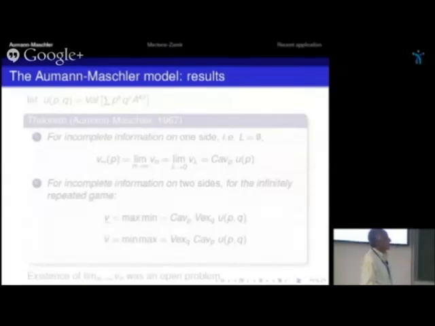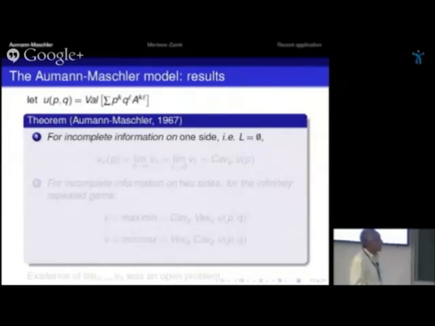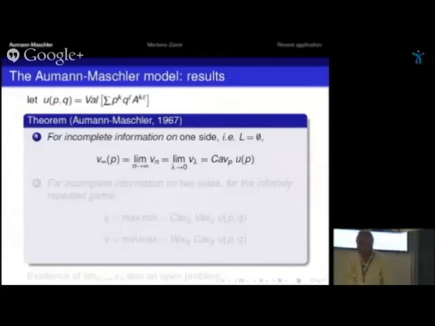And Aumann-Maschler had the following results. It was mentioned already, but let me repeat them. In 67, they spoke of the one-sided incomplete information. So one type set is just, sorry, not empty, but single, okay? One type. Then for this, they proved that V infinity, lim Vn and lim V lambda exist. By the way, in this presentation, lambda will go to 0. That's with the 1 minus delta of the previous, which went to 1.